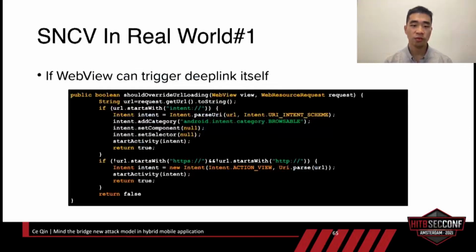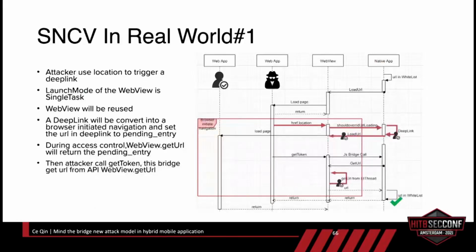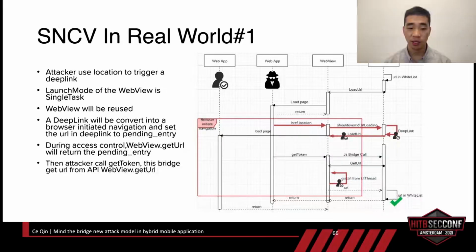There are two ways to attack shared navigation confused vulnerability. If the web view can trigger a deep link itself, it's quite simple. The attacker uses location to trigger a deep link, and the launch mode of the web view is single task, and this deep link will be converted into a browser-initiated navigation, and the web view will be reused.